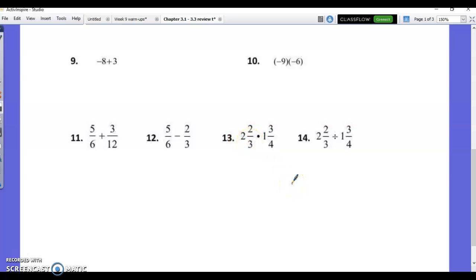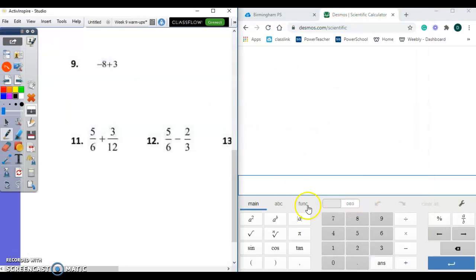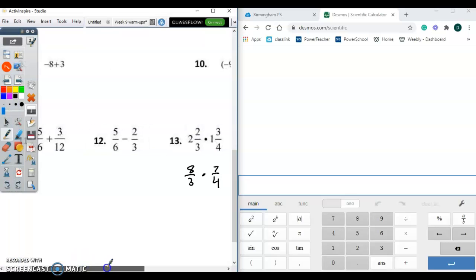For 13 and 14, make sure you convert to improper first. I think that'll help you when you type them in. So 3 times 2 plus 2 to convert that, 6, 7, 8. So that'd be 8 over 3 times 7 over 4. So you can actually type that into your calculator, and over here you can see it's the same one, but one's division. So as we're using our calculator, make sure you're typing that in correctly as far as the signs, plus, minus, things like that.